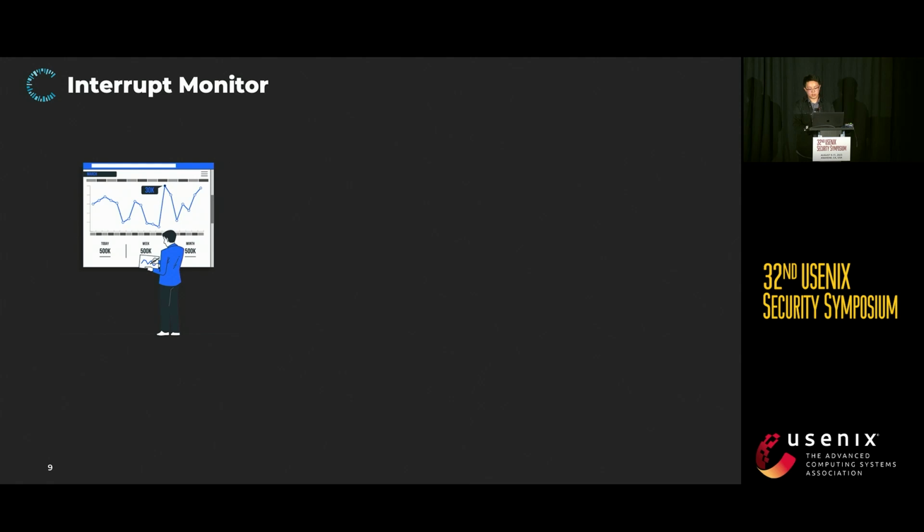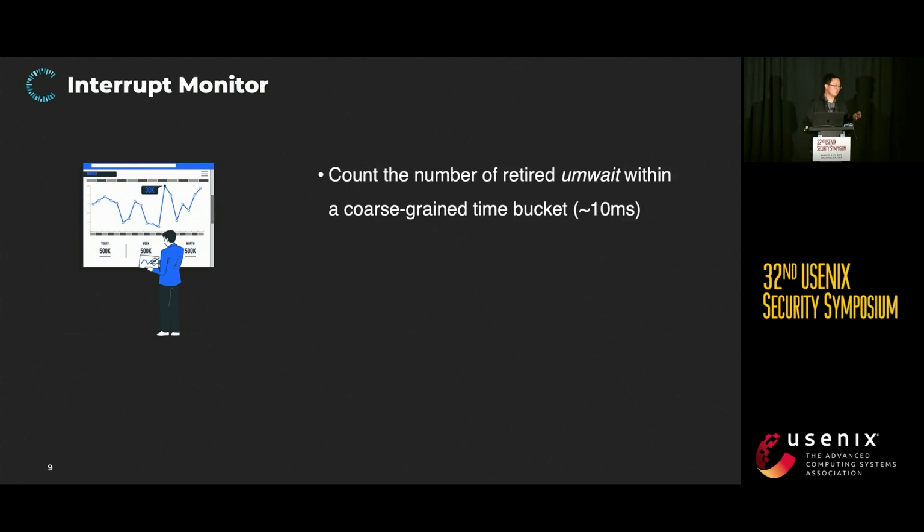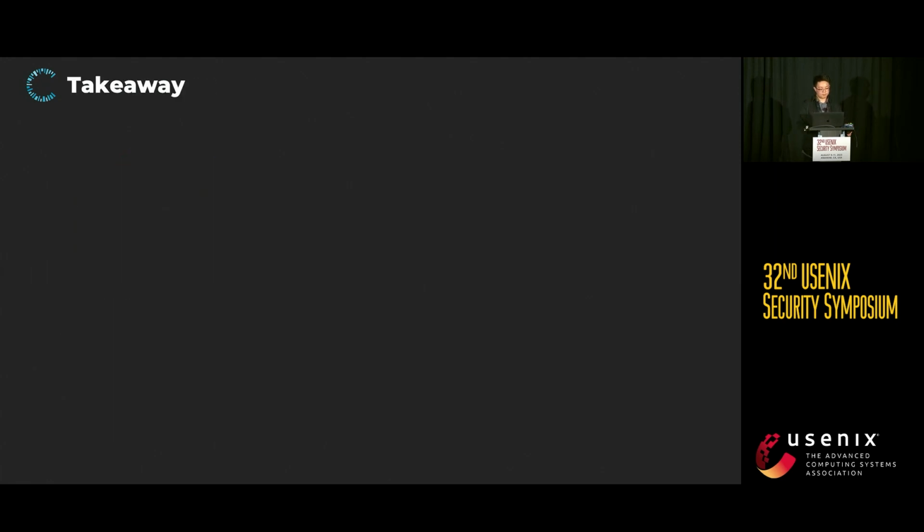And last but not least, we can also turn the false positive of our primitive into another attacking primitive, the interrupt monitor. This time, we do not rely on the carry flag value. Instead, we just count the number of retired UMWAIT instructions. In other words, we count how many times the CPU enters the sleep state within a coarse-grained time bucket, like 10 milliseconds. And we show AMD and ARM also provide similar instructions that we can use in the same way, and they are unprivileged. For example, on AMD, it's MONITORX and MWAITX, and on ARM, it's WFI.